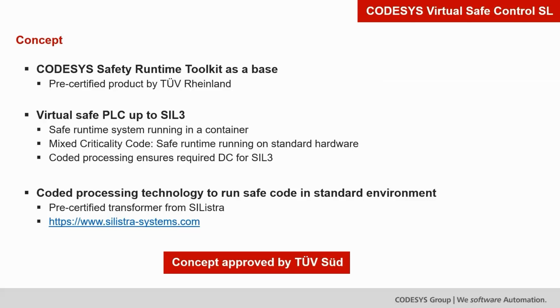How is this possible? We use a mechanism called coded processing, and this coded processing ensures the required diagnostic coverage for SIL 3. This coded processing technology enables us to run safe code in a standard environment. This is a pre-certified transformer from the company Silistra, and we have already created a concept and sent it to the TÜV Süd, and already received approval of our concept.